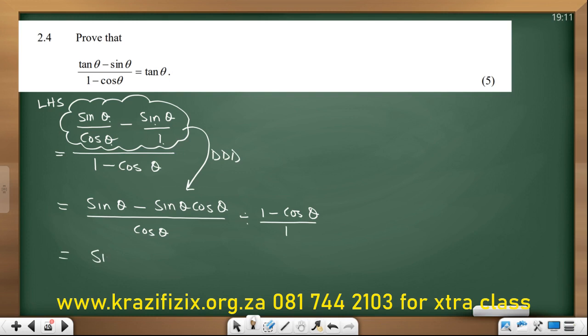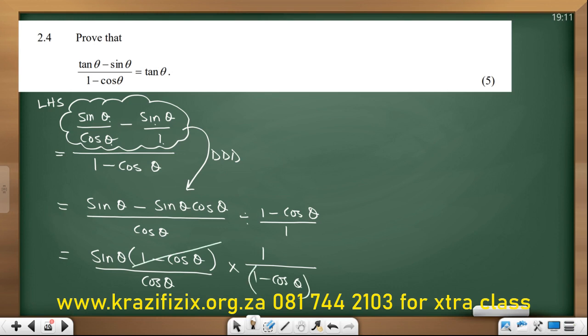What's common here? Sine theta is actually common. 1 minus cos theta over cos theta times 1 over 1 minus cos theta. If you check, that goes. What do you have? Sine theta over cos theta. We're done. And that is equal to tan theta. Again, done.